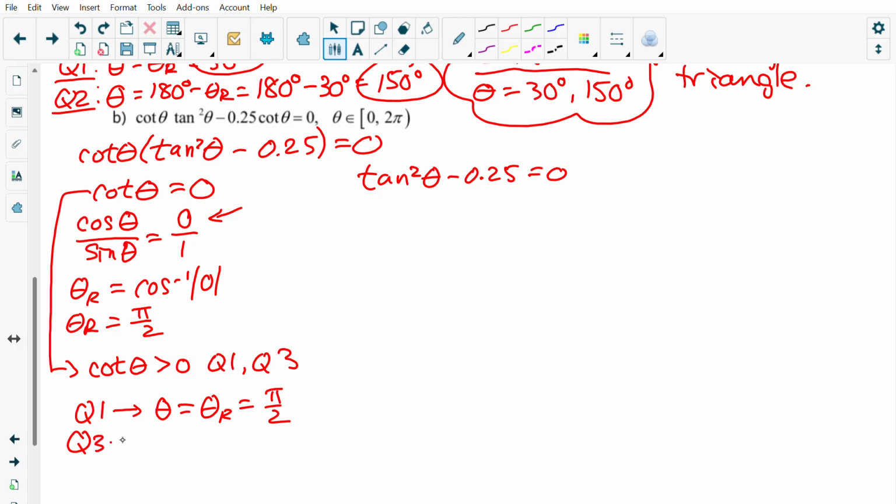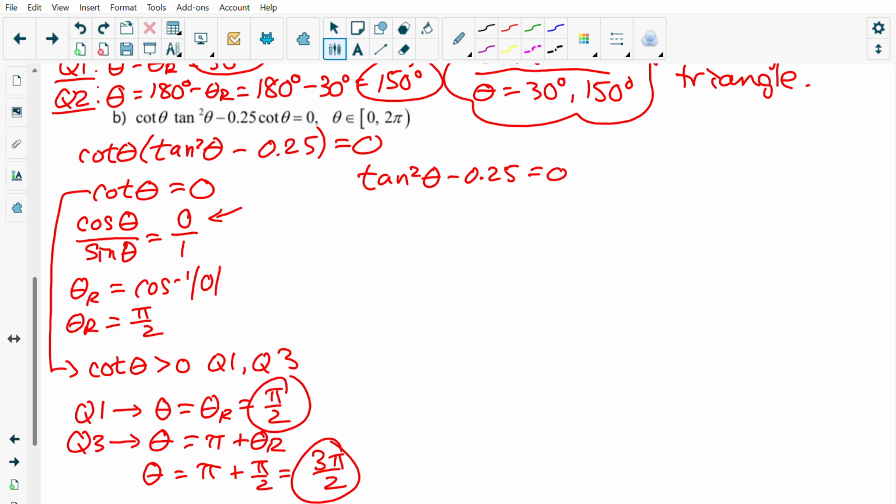Yep. Quadrant 3, theta equals pi radians plus the reference angle. So theta equals pi plus pi over 2, and that equals 3 pi over 2. Okay, so I have two solutions from the cotangent factor. Let's do the tangent factor.